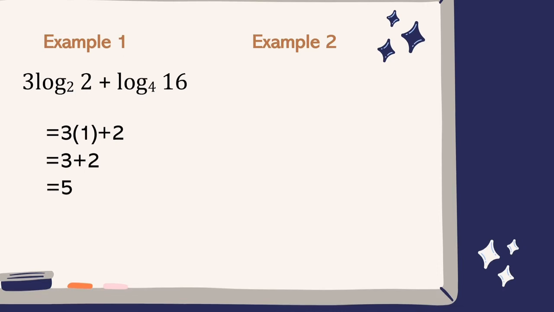For our first example, we have 3 logarithm of 2 to the base of 2 plus logarithm of 16 to the base of 4. So as we said, the constants remain and we focus on the log expression. The rules to be used here are the identity rule and exponent rule. Following the rules, logarithm of 2 to the base of 2 is equal to 1 and logarithm of 16 to the base of 4 is equal to 2. With that, we have 3 times 1 plus 2, then we simplify, therefore our final answer is 5.